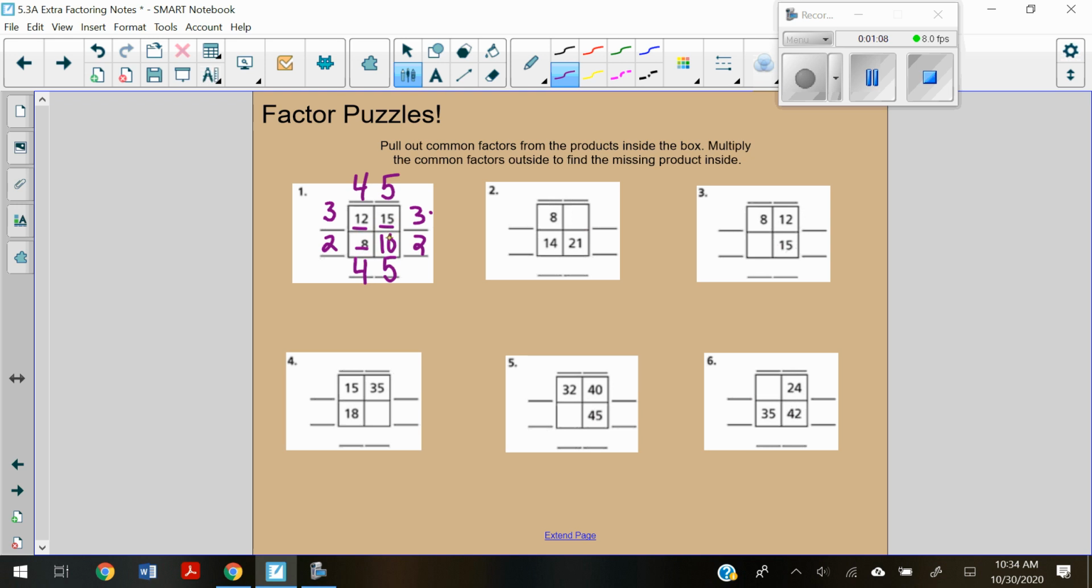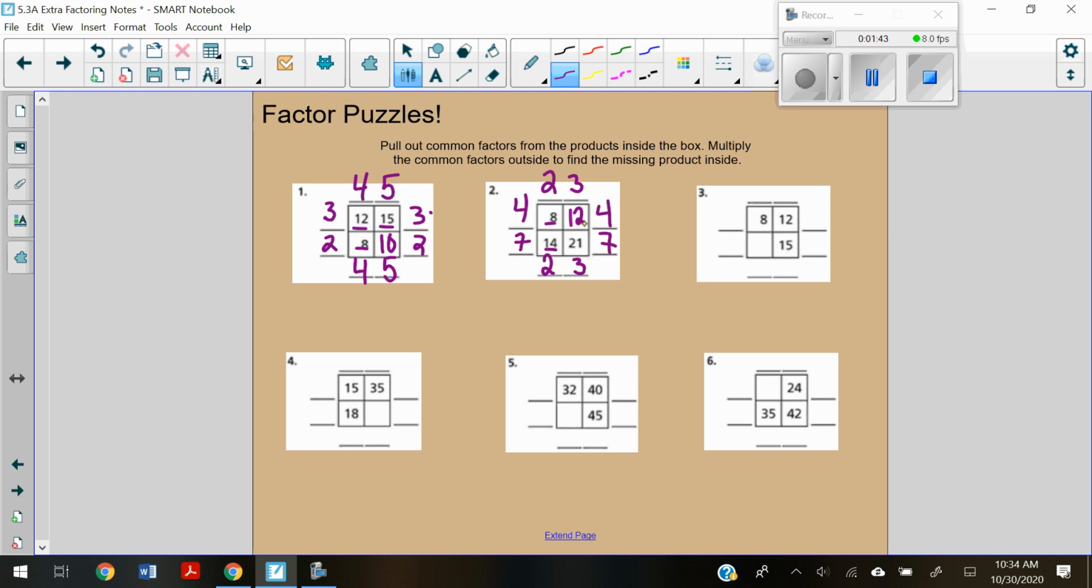All right. 8 and 14. What's a good number 8 and 14 both have in it? That would be 2. So let's go to the top. 2 times what gives me 8? That's 4. Bring your 4 over. All right, 2 times what gives me 14? That's 7. Bring your 7 over. And then 7 times what gives me 21? That ends up being 3. So bring your 3 up. And now you're going to multiply 3 times 4 to fill in the box with 12.